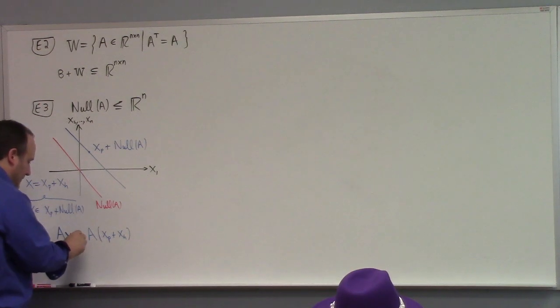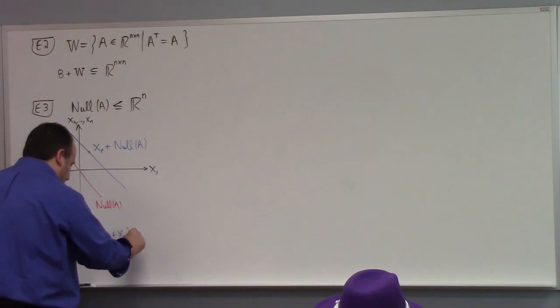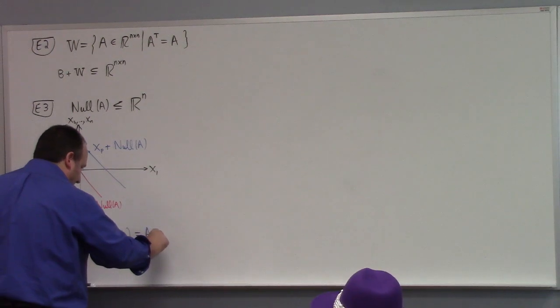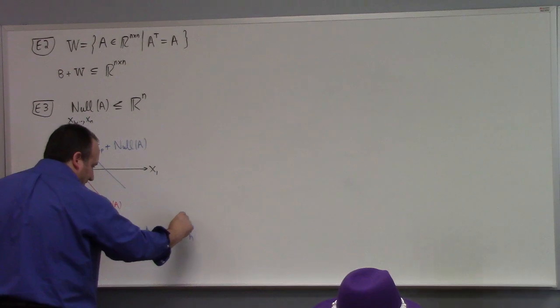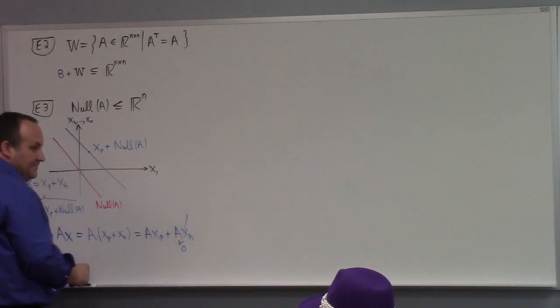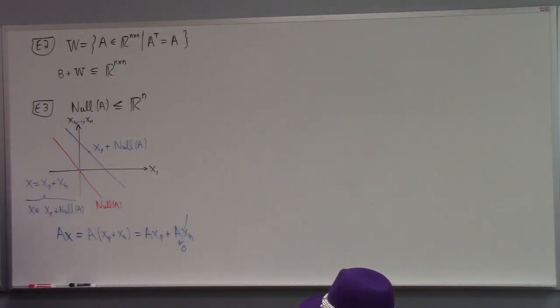All right, so look, of course, this is equal to AXP plus AXH, but by construction, AXH is 0, right? So we've seen something like this before. If you think back, what's the solution set to a non-homogeneous problem? What does it look like?